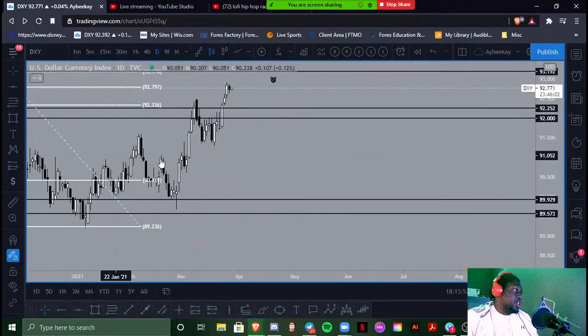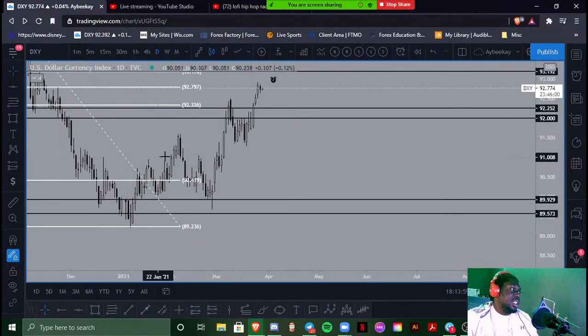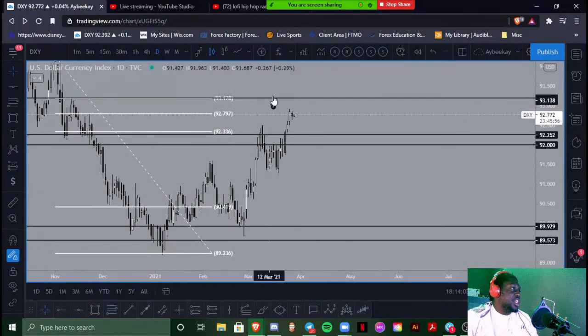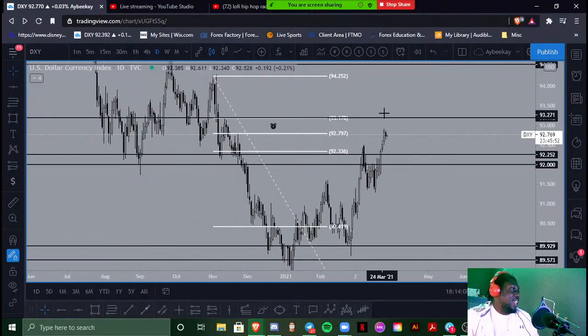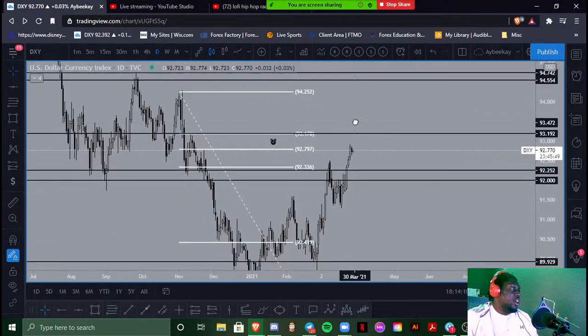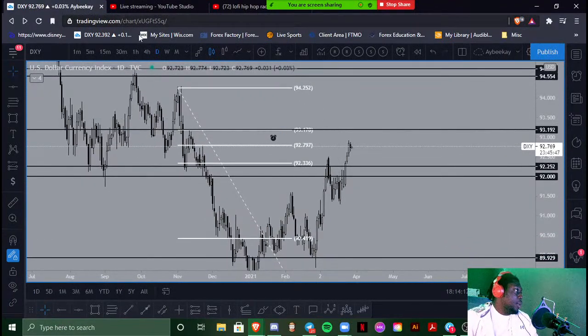Because after it broke the structure, that's when I'm like, okay, now I can start to say that this is a bullish structure. I mean, the trend is changing to bullish, right? But again, with this fib, I have to see how it's going to handle itself before I say, okay, I'm going to look to buy it.